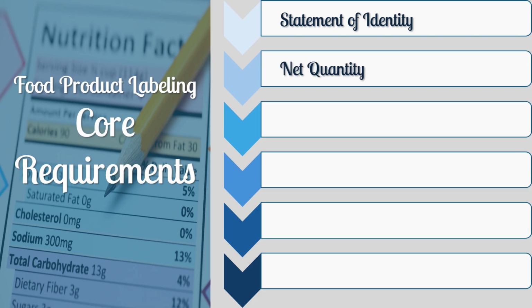Net quantity, the amount of food in the package, listed in both weight and volume, for example, ounces and milliliters. Ingredient list, all ingredients must be listed in descending order by weight, with common names and the function of any food additives. Allergen declaration, the presence of any of the big 9 major food allergens must be clearly declared.